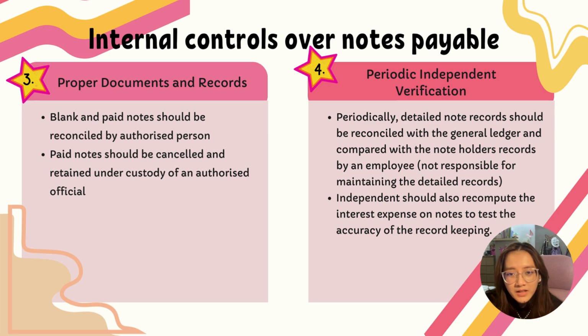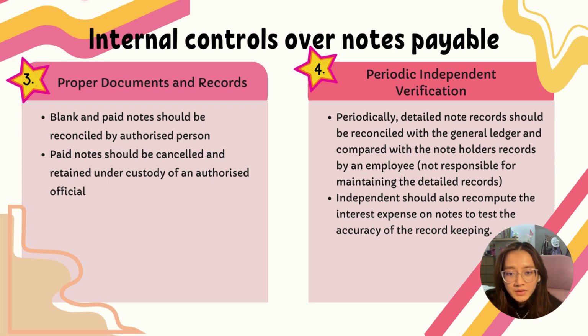Keeping these documents allows for future reference or audits and ensures that there is evidence of the fulfillment of the company's debt obligation. And the fourth point of internal control is periodic independent verification. Reconciliation of detailed notes records should be periodically reconciled with the general ledger and compared with the note holders' records by an employee who is not responsible for maintaining the detailed records.